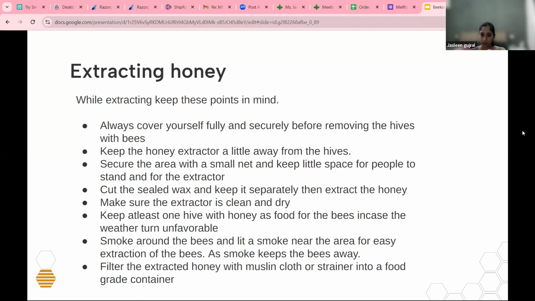Then smoke around the bees, because smoke makes the work easier, as it calms the bees down and you can easily do the work. Then filter the extracted honey with a muslin cloth or a strainer, and then pour it into a food grade container and store it as per your requirements.